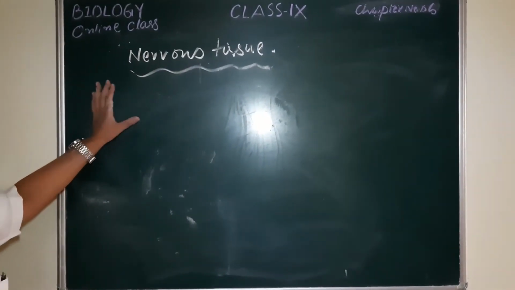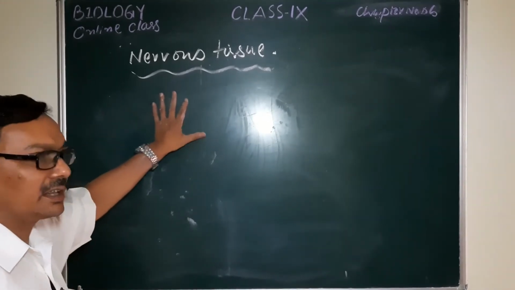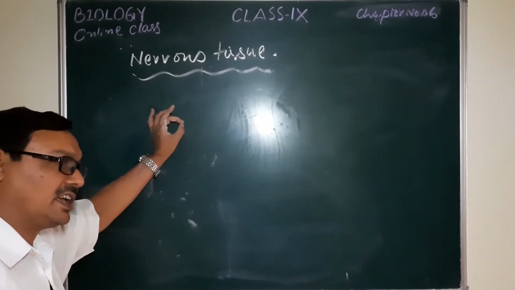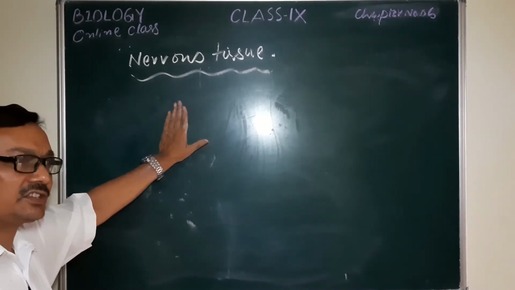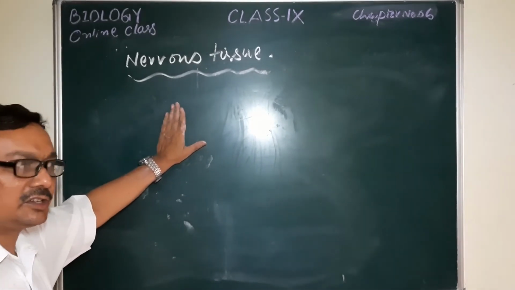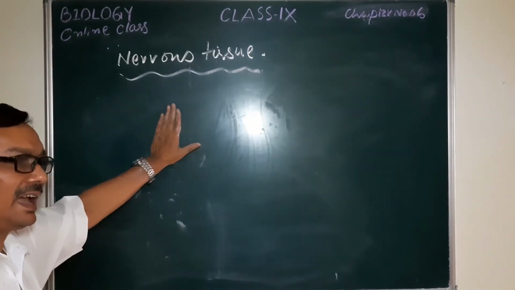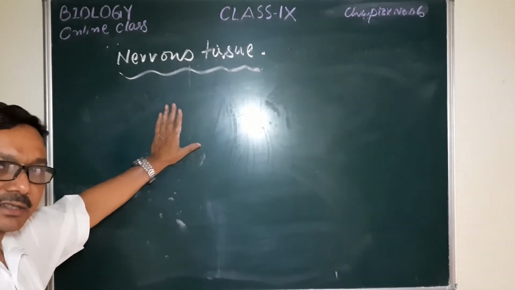The nervous tissue and the cells of the nervous tissue are known as the neuron. Here we look at the structure of a typical neuron and their different parts. Understand?